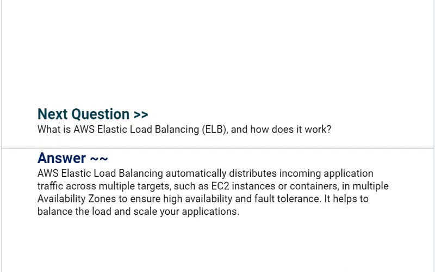Our next interview question is: what is AWS Elastic Load Balancer, ELB, and how does it work? Your answer should be: AWS Elastic Load Balancing automatically distributes incoming application traffic across multiple targets such as EC2 instances or containers in multiple availability zones to ensure high availability and fault tolerance. It helps to balance the load and scale your applications.